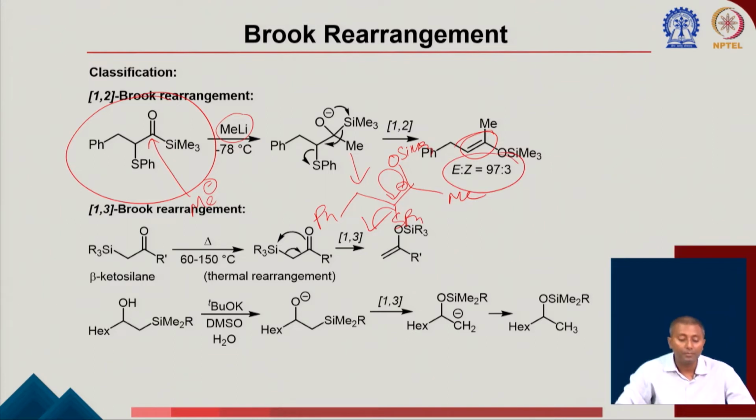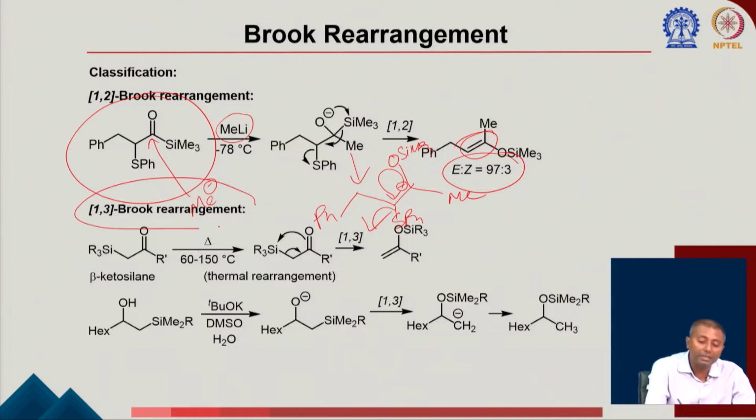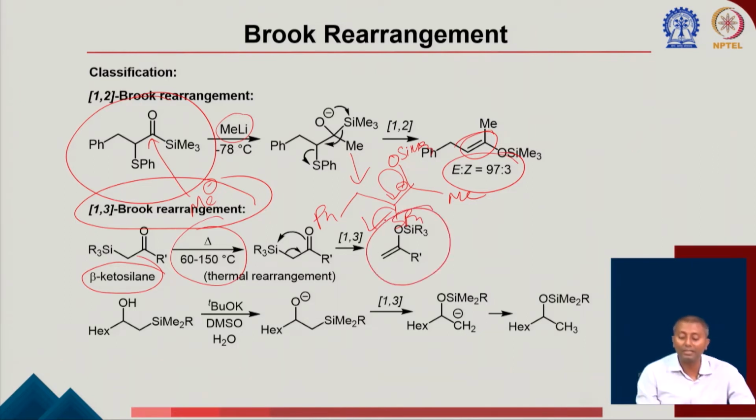Then there is a 1,3 Brook rearrangement here. What is happening? Once you have a beta-keto silane, so this is the alpha keto, this is the beta keto, then if you heat it up, a thermal rearrangement happens to generate this silyl enol ether, which can react with the corresponding electrophile. You can see another example here.